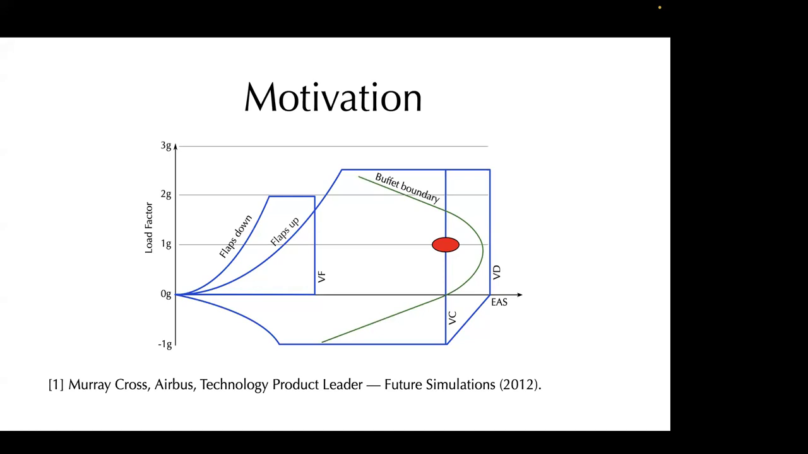And what this typically leads to is over-engineering in the regions where we can't be predictive, and over-engineering increases costs, it increases weight, and that in turn impacts efficiency.